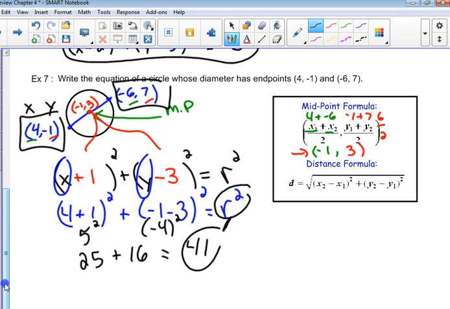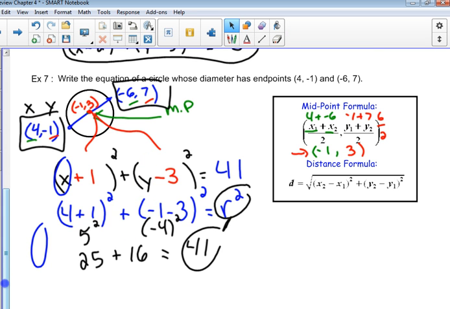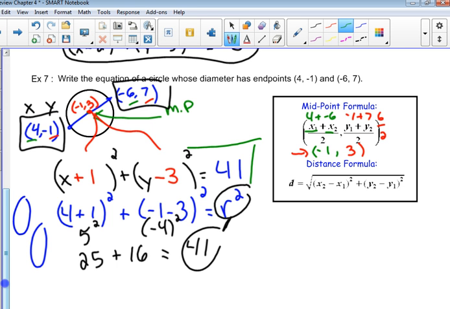So when you go back to your equation now, all we have to do is get rid of the r squared and put in 41. So our final equation here is going to be (x + 1)² + (y - 3)² = 41. This is your equation of the circle. Isn't that way easier than doing distance formula? Mm-hmm. Yeah, and it'll work.